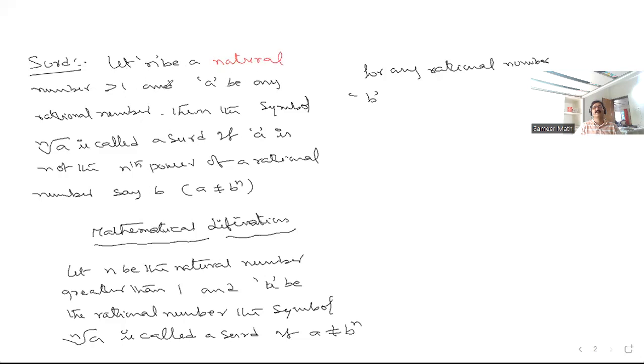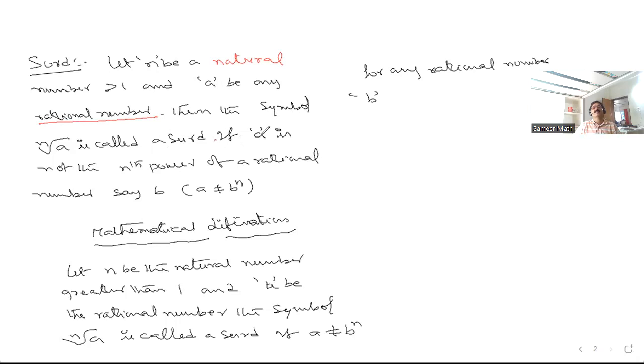Natural number greater than 1. There also, what? Natural number greater than 1. A, B, any rational number here. There I said that real number. That is a big difference. In the case of surd, A becomes what? Rational number. Okay, then this symbol is called what?